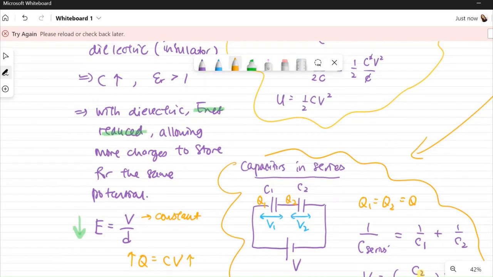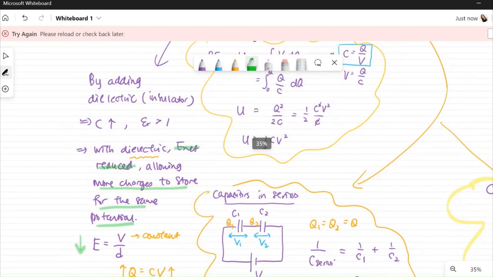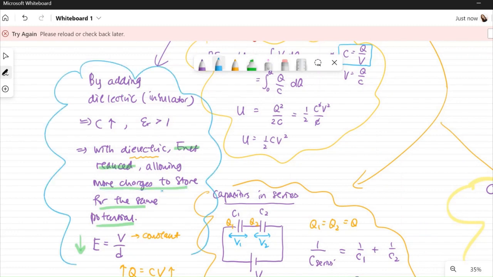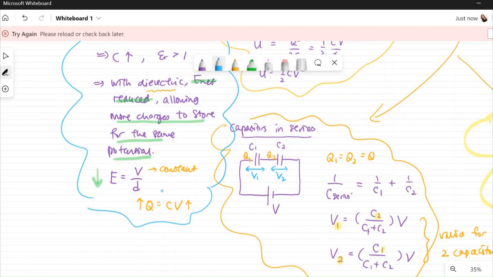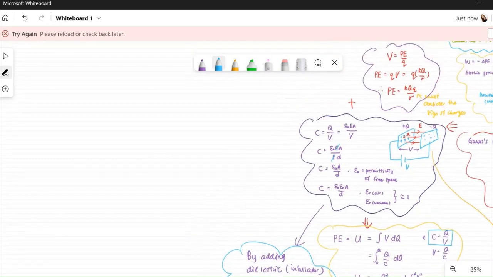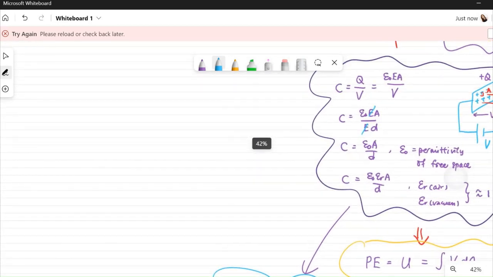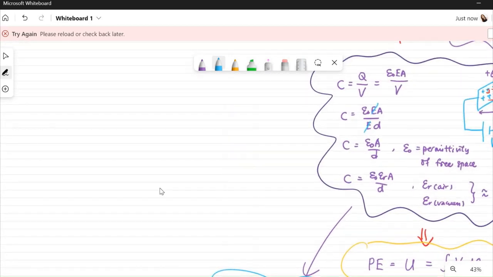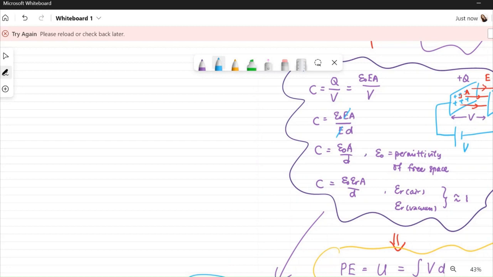And that's why by adding the dielectric into the capacitor, you are actually allowing more charges to store for the same potential. That means by adding the dielectric into the capacitor, more charge can be stored in the capacitor. That is the reason why you want to add dielectric into the parallel plate of the capacitor. Now, since we are discussing the capacitor, this capacitor can be charged or discharged, right?